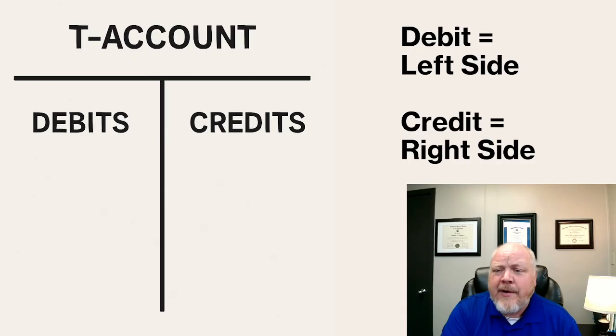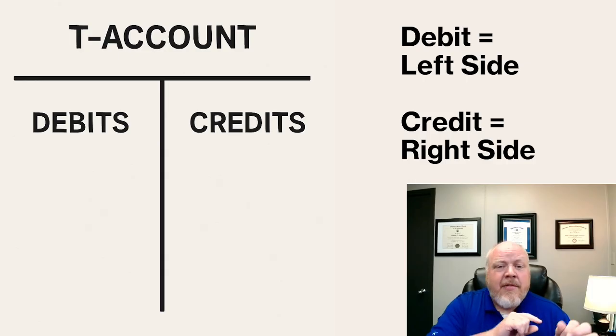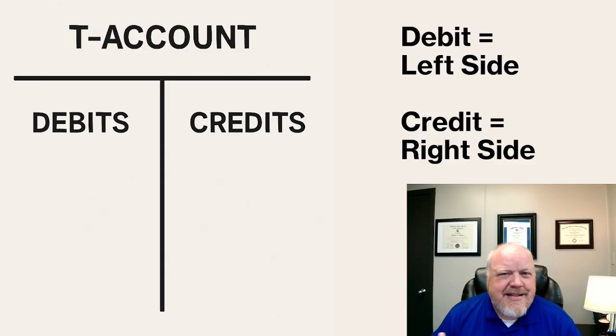But in accounting, these are totally different words. And so you have to kind of forget the normal ways that you think about debits and credits, and instead debit just means the left side of the T account and credit just means the right side of the T account. That is all those two things mean.